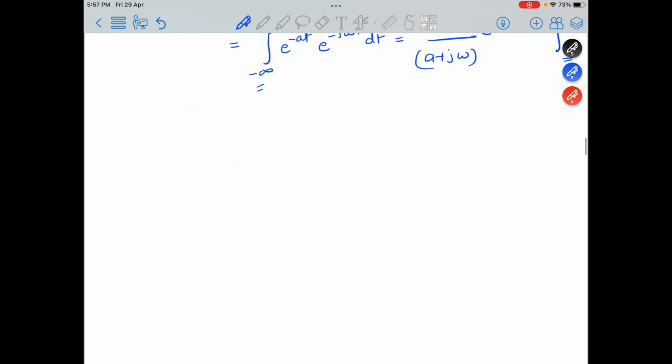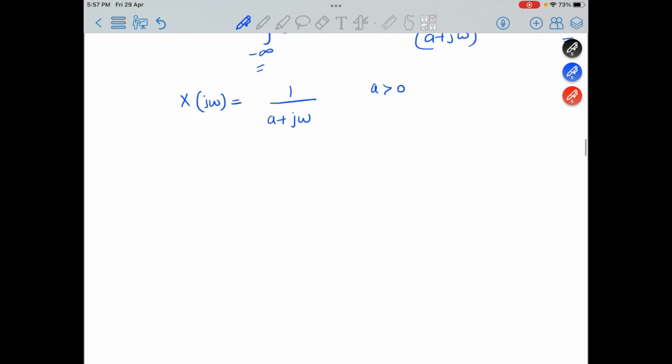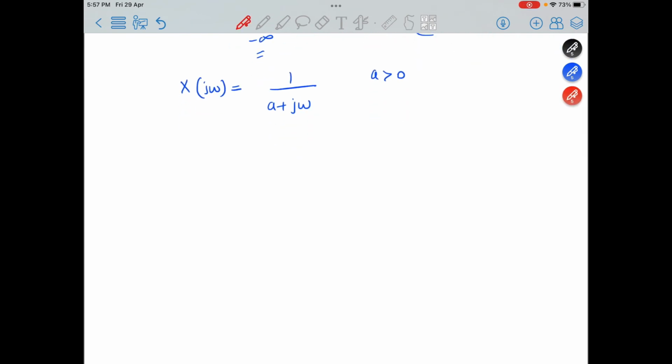So, what will we get? We will get the Fourier transform representation of this signal as 1 upon a plus j omega, and here again a is greater than 0. So, now we have the Fourier transform of this signal, and that is complex.